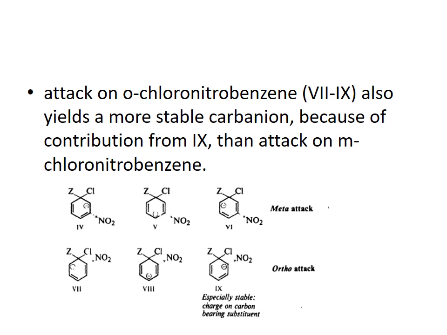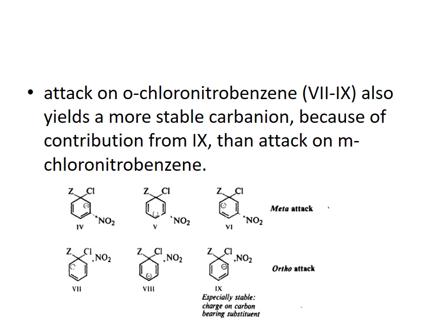Attack on the ortho-chloronitrobenzene also yields an especially stable carbanion. In the second reaction, we can see the attack on the ortho-chloronitrobenzene. Here also, in the third structure, that means the ninth structure here, just see, there is a negative charge on the carbon to which the NO2 group is attached. So this is an especially stable structure.